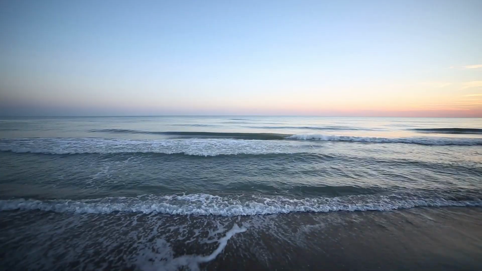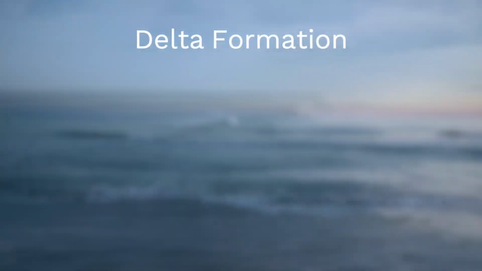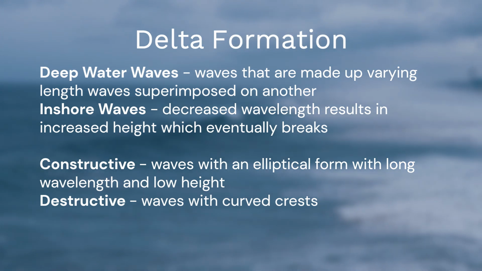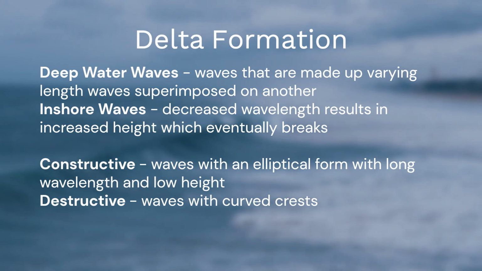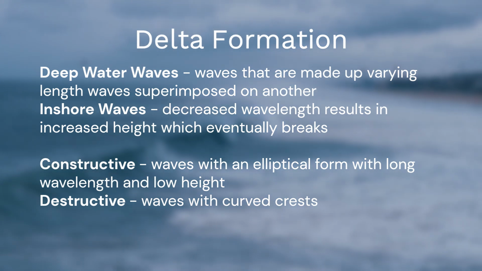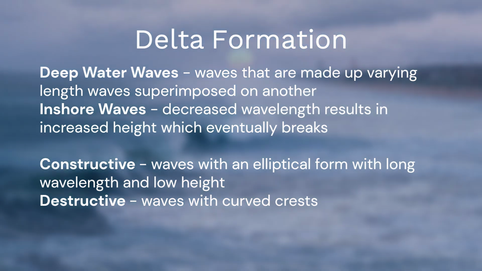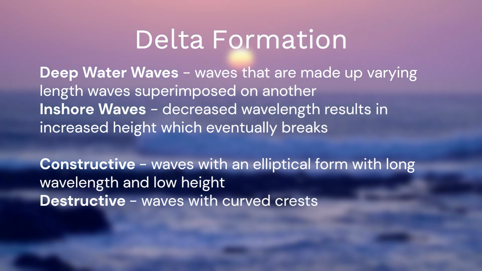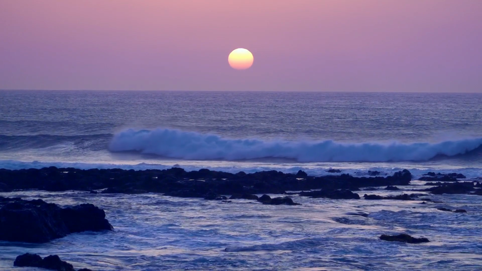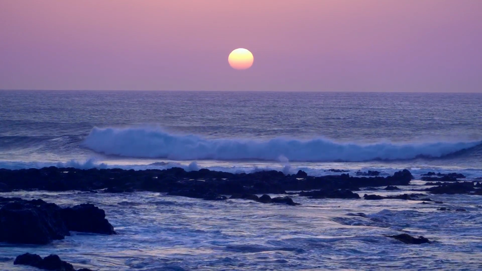There are several types of waves. Deepwater waves feature varying wavelengths. Inshore waves have shorter wavelengths and break closer to shore. Constructive waves have a long wavelength and low height, whereas destructive waves are characterized by short wavelengths and high heights. Refracted waves occur when the seabed's depth varies, bending the wave's crest.